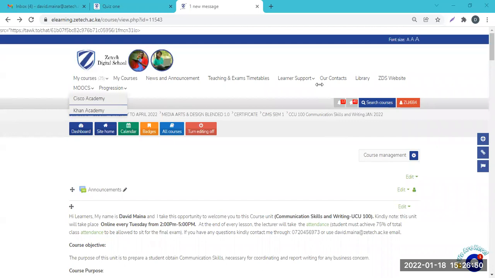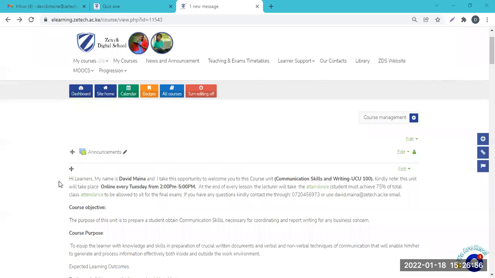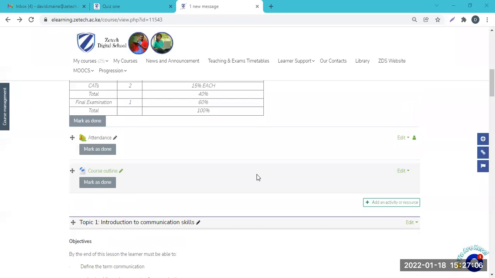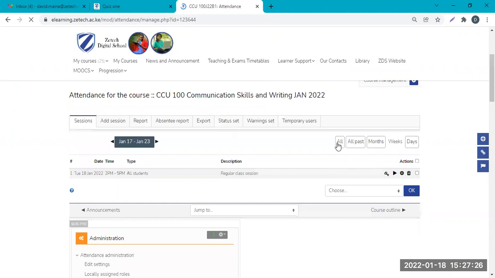Sasa, this is how it looks. You can see, hi learners, my name is David. Forget about that. This is the attendance register. Tuanze na attendance. If you go to your portal, it doesn't look like mine, but you will click on your attendance. Haitafungua kama yangu. Kwa sababu yangu ikifungua, inanionyesha siku. Your attendance will not open like mine. But it will open. Once it opens, it is going to ask you for a password. That password, I will give it to you.